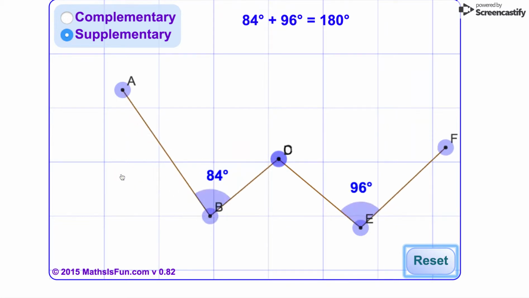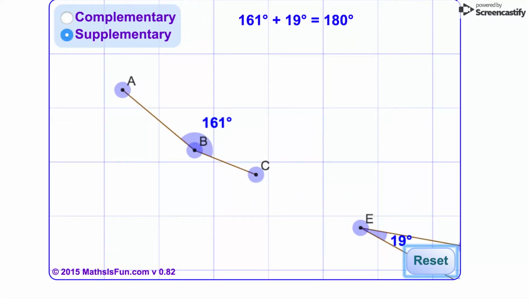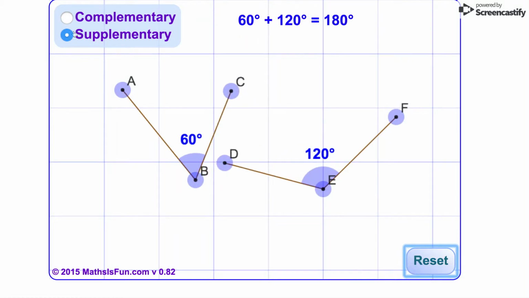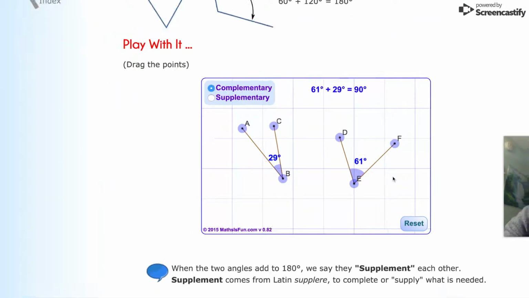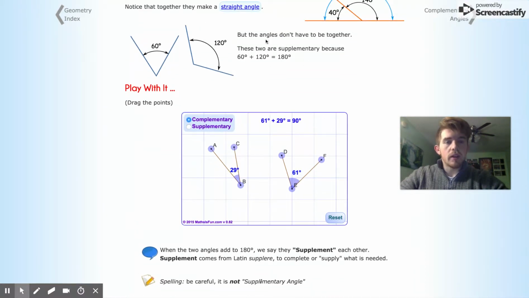Now I'm going to switch it over to complementary, which we talked about is 90 degrees. So if you have an angle that's 61 degrees and then another angle that's 29 degrees, you add those up and you get 90 degrees. By knowing if two angles are complementary or supplementary, you can actually find out a lot of facts, a lot of missing pieces, by knowing that fact.